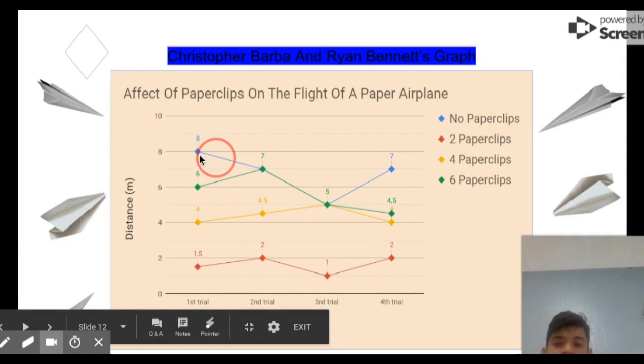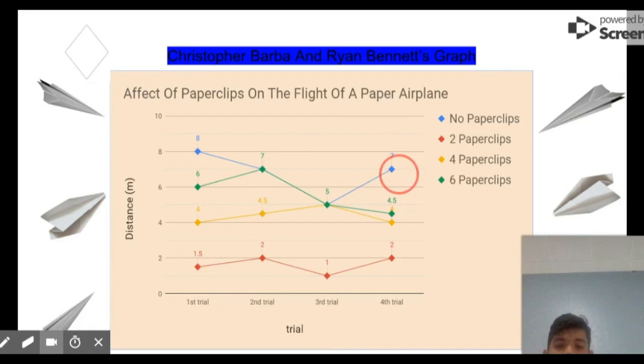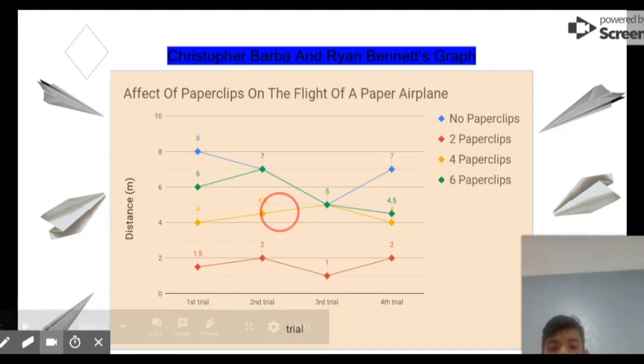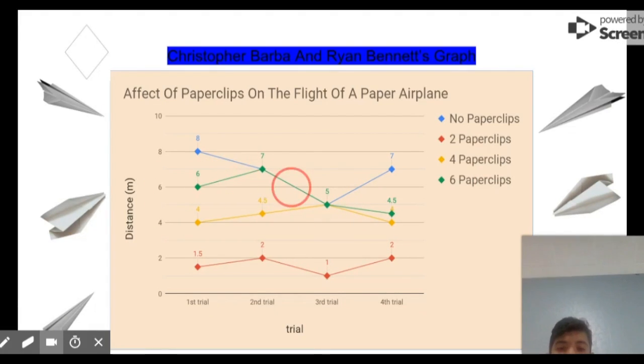Alright, so the blue line represents the airplane having no paper clips on it, and then the red line has the airplane having two paper clips, and the yellow having four, and the green having six. And by our data, with no paper clips, the plane goes further.